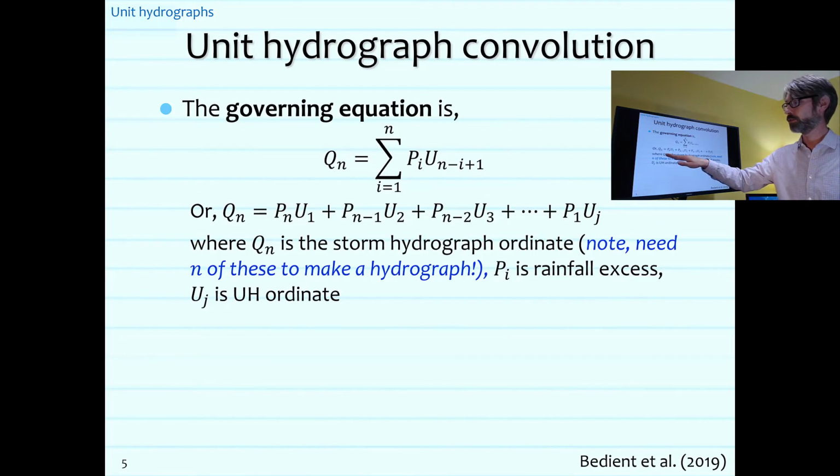Okay, and here in terms of the symbols, Qn is the storm hydrograph ordinate. And note that, of course, for a full hydrograph, I want Q1 through Qn. That'll map out the full shape.